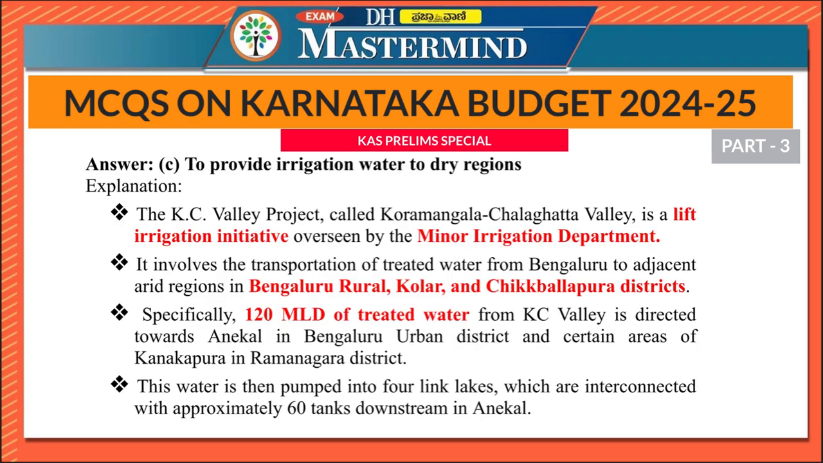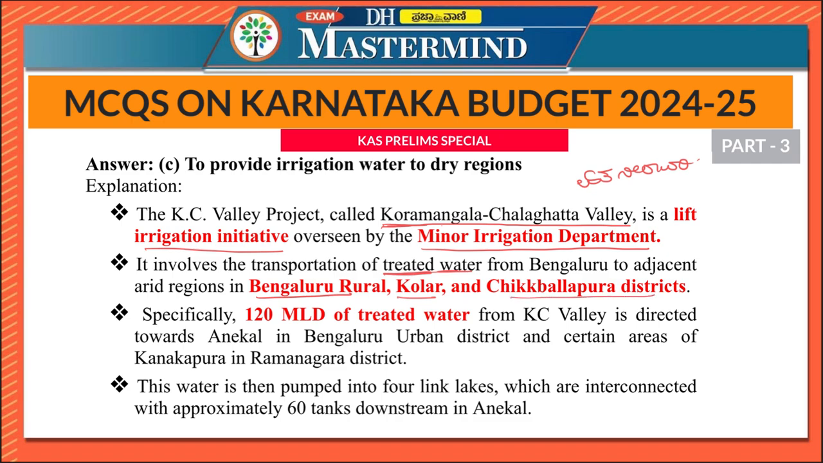So KC Valley project, also called Koramangala Challagatta Valley project, very important, you have to remember this. It is a lift irrigation initiative called Eta Niravari in Kannada. It is overseen by the Minor Irrigation Department of the State Government of Karnataka. It involves transportation of treated water from Bengaluru to adjacent arid regions in Bengaluru rural, Kolar and Chikkaballapura districts.